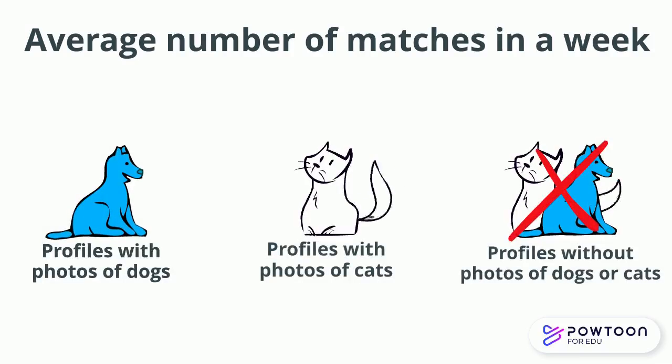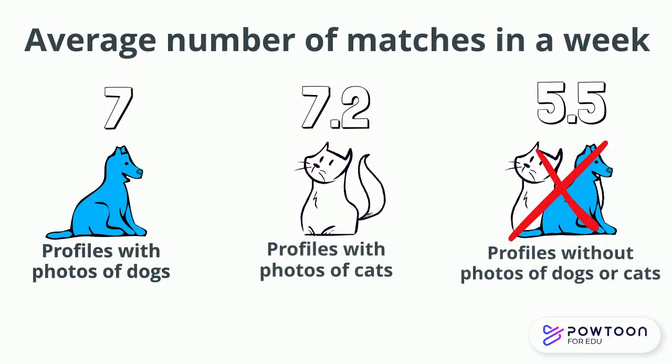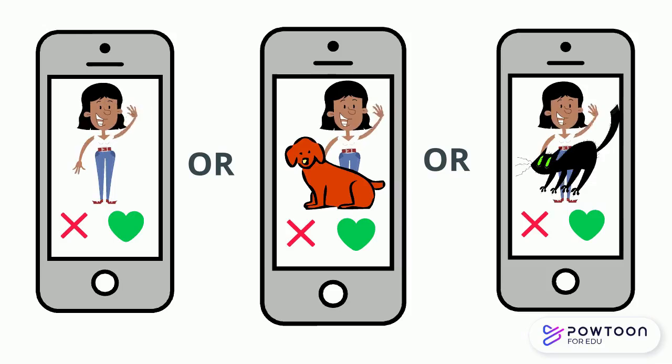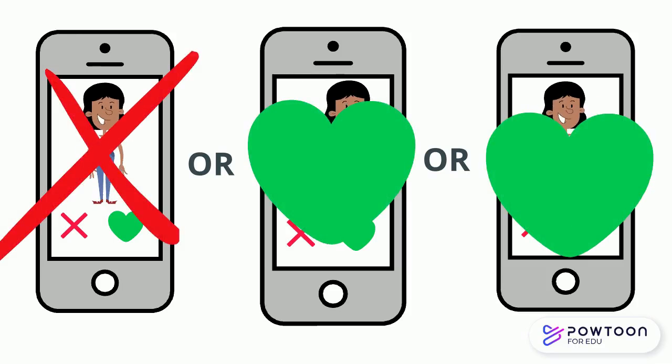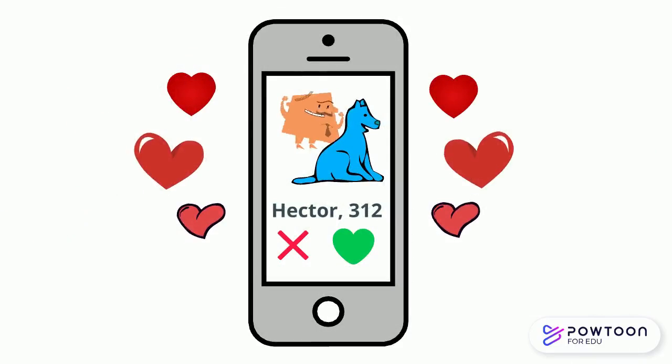So profiles with dogs and profiles with cats both had a higher number of matches than those profiles with photos of neither, and this difference was significant. However, while profiles with cats had slightly more matches on average than photos with dogs, this was not a significant difference. So for Hector, the results of the ANOVA mean he definitely should have a photo of a dog or a cat in his profile, but that it doesn't matter significantly which.